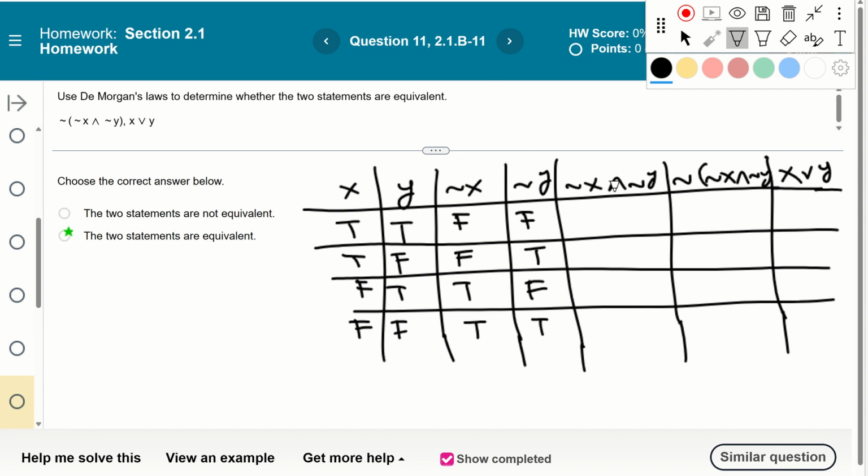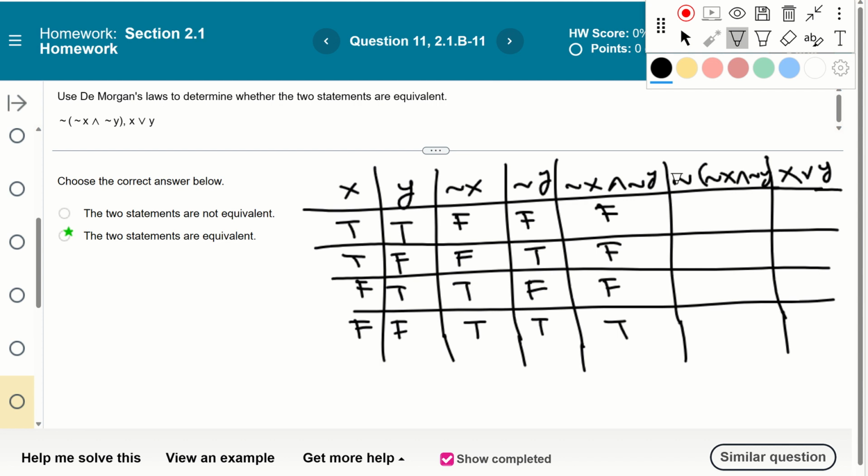So now we want to look at the conjunction of not x and not y. In other words, the conjunction of these two. Remember, a conjunction is only true if they're both true, false in all other cases. So we can see that the only time they're both true is right here, and that's when the conjunction is going to be true. And for all the other cases, because at least one is false, they're going to be false.